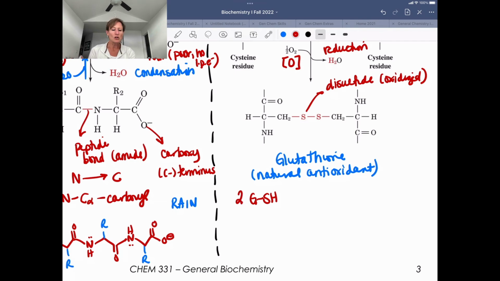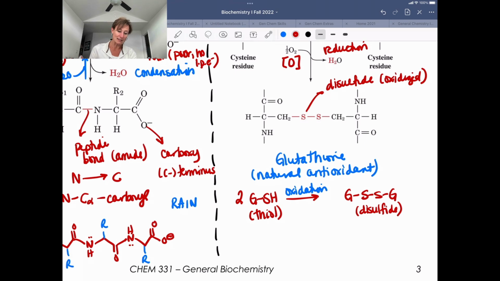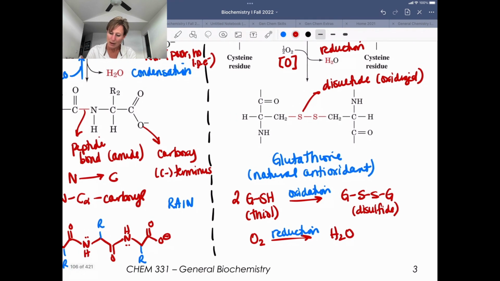So here's how this works. You're going to have 2 glutathione molecules, and then it can undergo oxidation to generate a disulfide. So again, this is the reduced form as a thiol. This is the oxidized form as a disulfide. That's an oxidation process, and it highlights that oxidation doesn't happen without something else being reduced. So in this case, we can have O2 undergoing reduction to generate H2O.